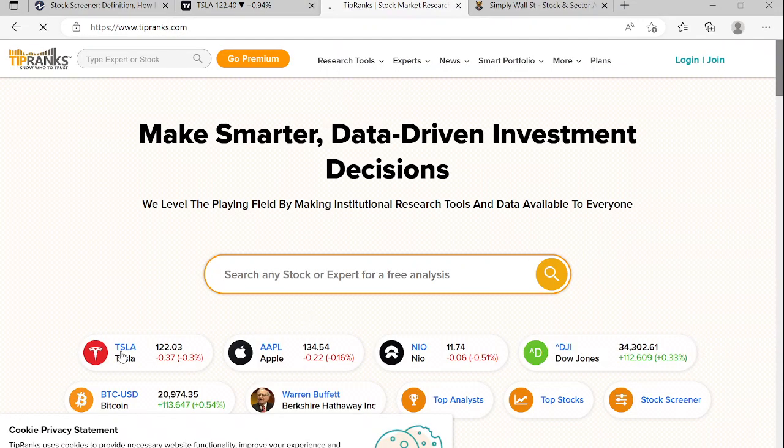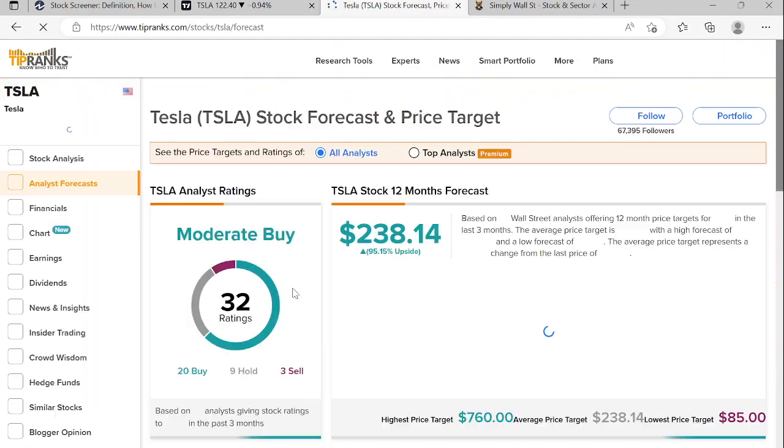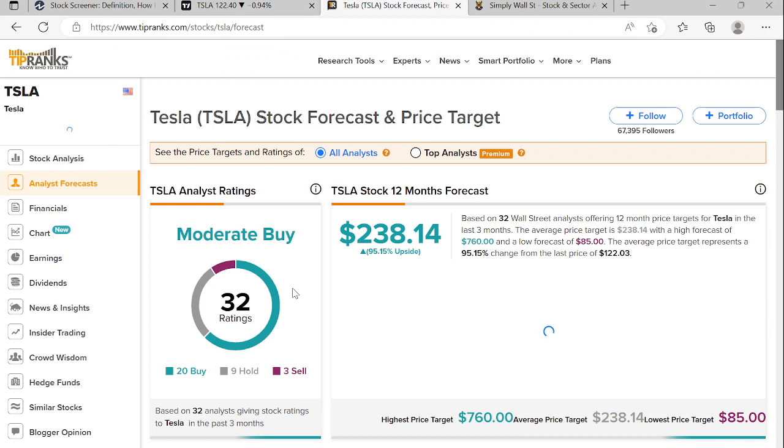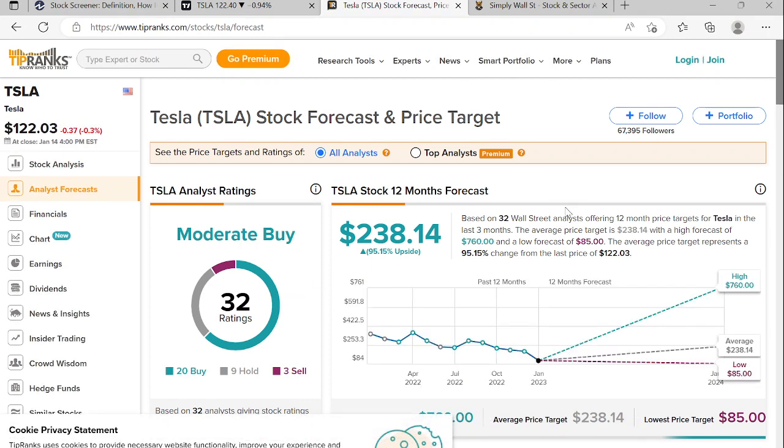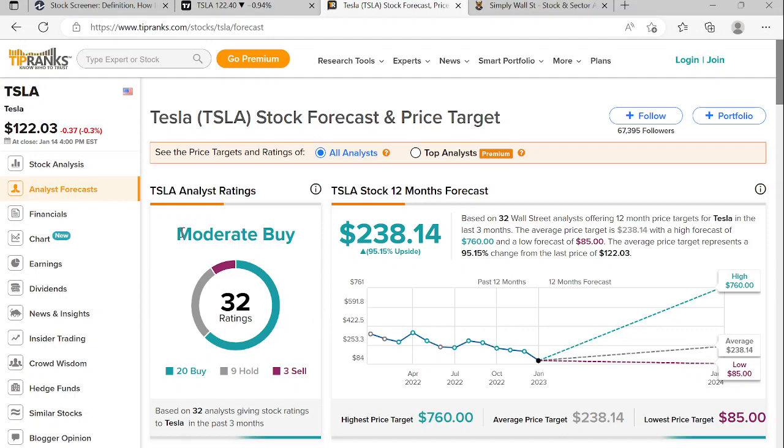Let's see the same stock here in another stock screener. I find this a bit easier to understand. So this gives you already things like TipRanks, what the analysts are telling you. So you don't have to do all this research yourself. You can definitely leverage the research made by the analysts.